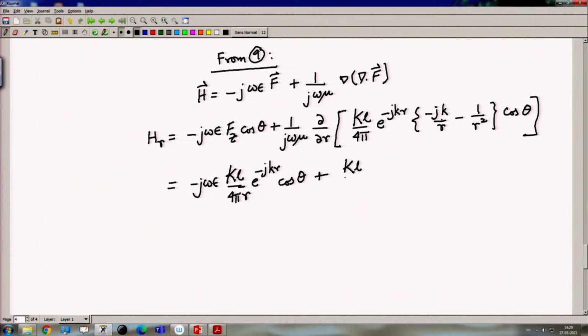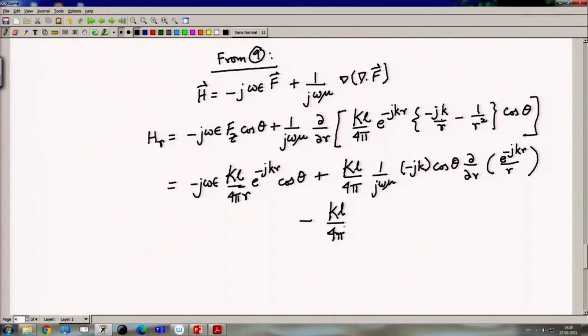plus kL by 4π, 1 by jωμ, minus jk cos θ ∂/∂r of e to the power minus jkr by r, minus kL by 4π, 1 by jωμ cos θ ∂/∂r of e to the power minus jkr by r square.